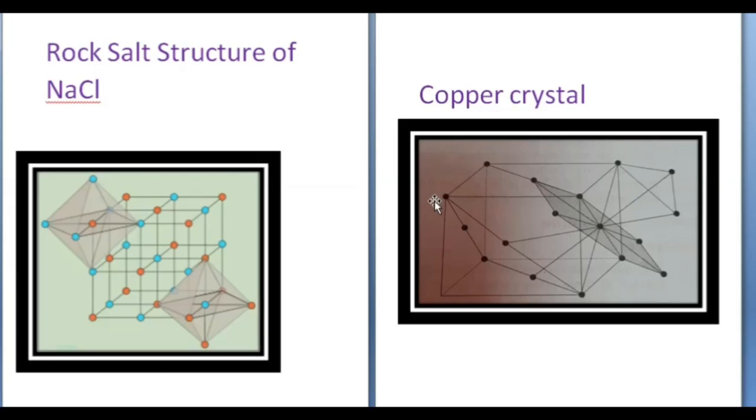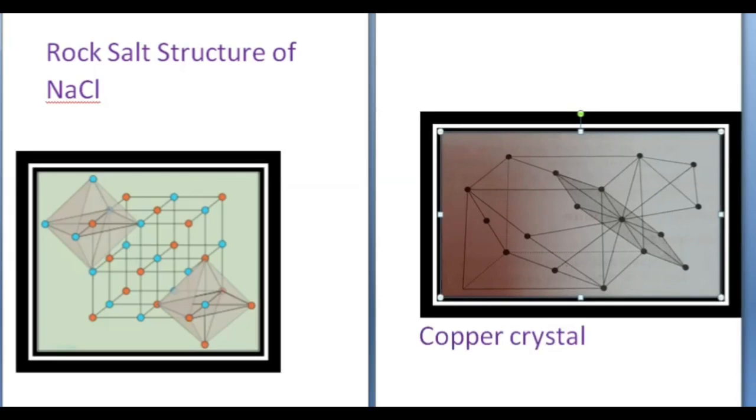The total number of copper ions present per unit cell is 4. These ions are held together by metallic bond. Okay, so this was the metallic crystal.